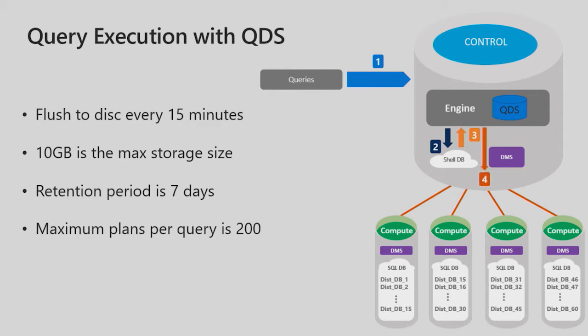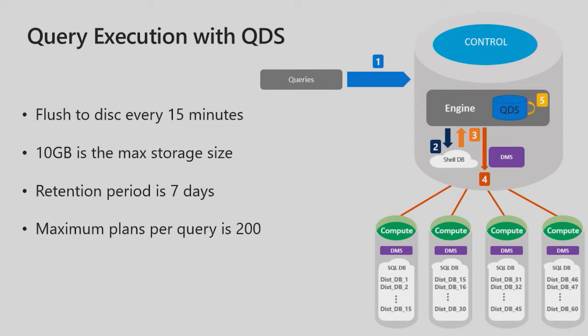That plan then gets executed across SQL Data Warehouse, and then post-execution, we update all the views within QDS. So it's post-execution that we're actually updating the views for QDS. After that, we flush to disk every 15 minutes. The maximum storage that we support for QDS is 10 gigabytes.